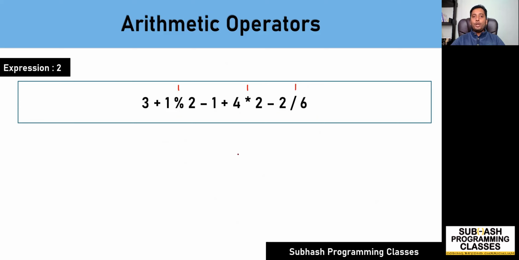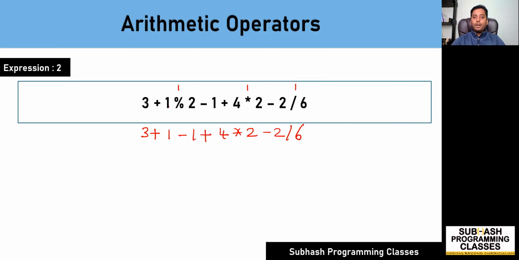Now which one should you evaluate first? Which one to evaluate first depends on the associativity. Arithmetic operators follow left to right associativity, and therefore when we apply this rule, the first operator that comes from left to right is the modulo operator. So I will have to first evaluate modulo and then follow the rest of the operators. So let me start evaluating. 3 plus 1 modulo 2 is 1 minus 1 plus 4 multiplied by 2 minus 2 divided by 6. The rest I keep as it is.